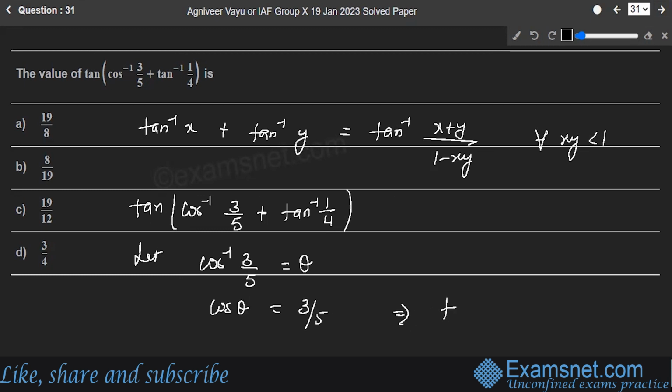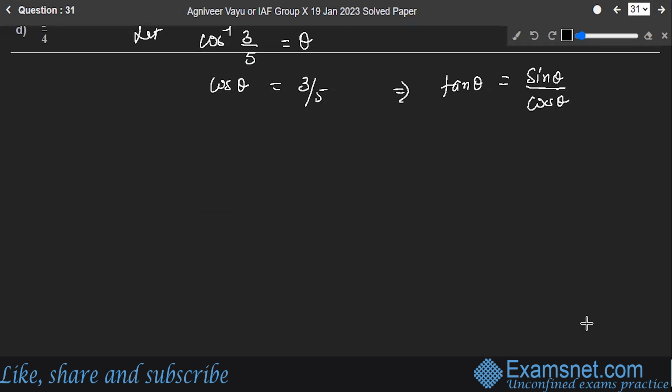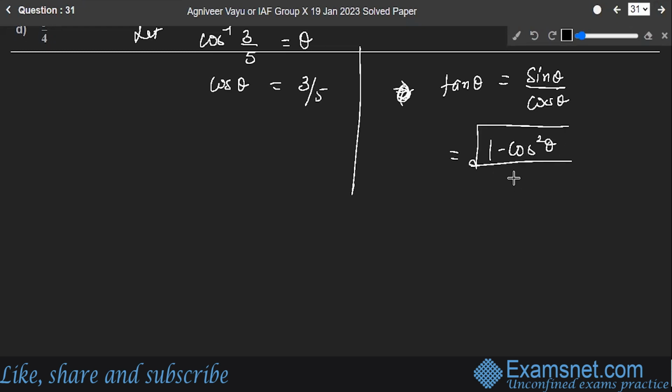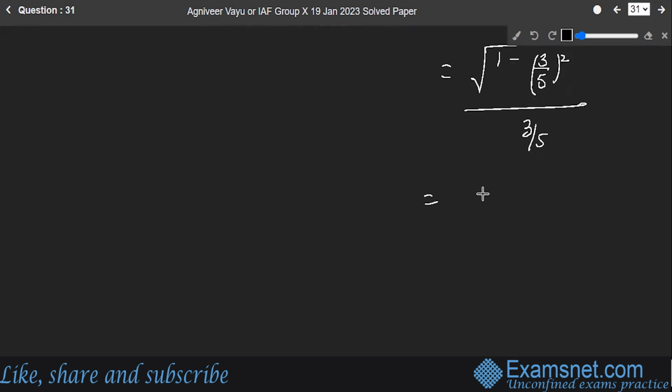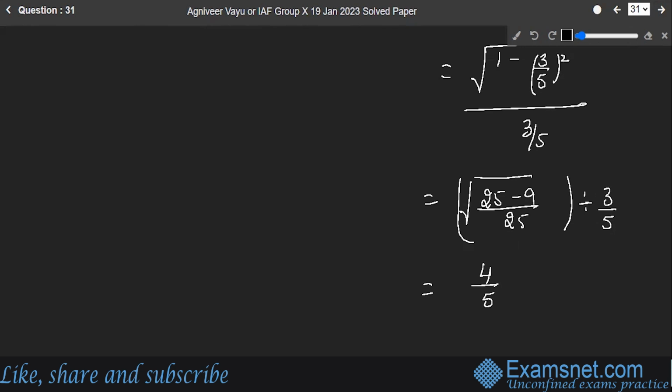Now this gives you tangent of theta. You know that's equal to sine theta upon cos theta. And what is sine theta? This is equal to under the root of 1 minus cos square theta, upon cos theta. So 1 minus 3 by 5 square, divided by 3 by 5. So that's 9 by 25. This is 25 minus 9 upon 25, whole divided by 3 by 5. This is 16 upon 25. That gives you 4 upon 5 multiply 5 upon 3. That is equal to 4 upon 3.